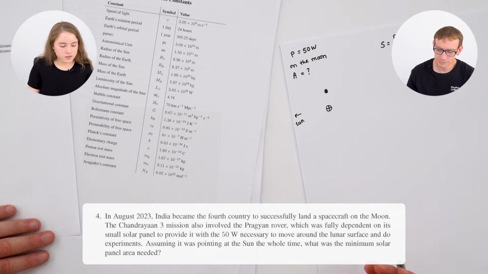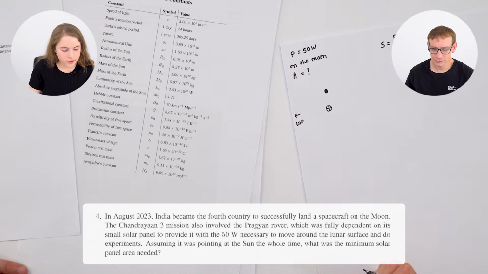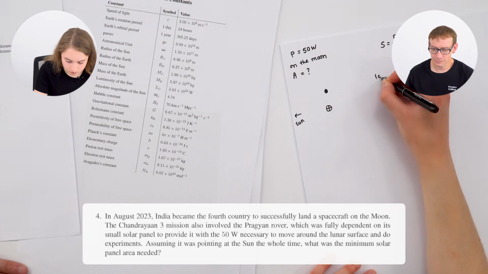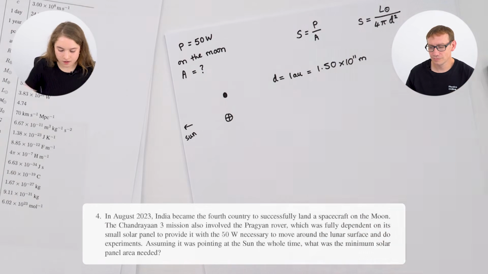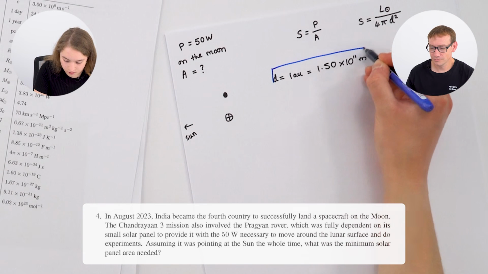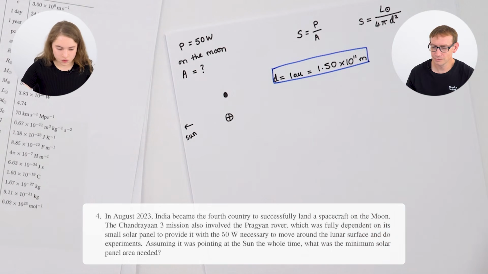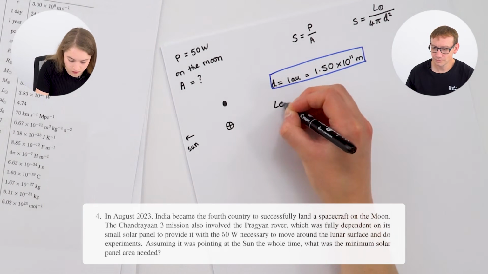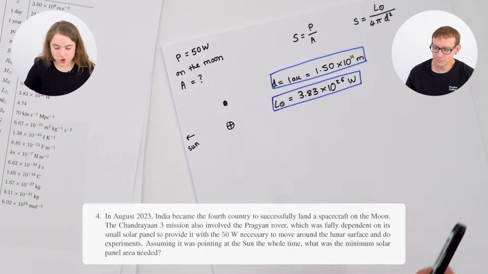From things like the syllabus and the self-study guide, you may know that the distance of the Earth from the sun is 1 astronomical unit. 1 astronomical unit is 1.5 times 10 to the 11 meters, and you're given this in the constants sheet. You're also given the luminosity of the sun. So we know S if we were to substitute these in.